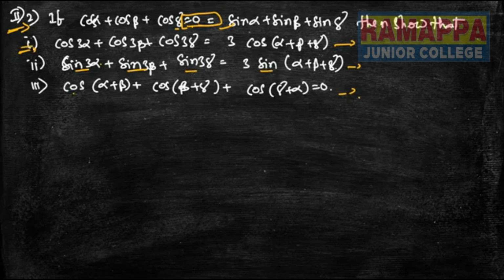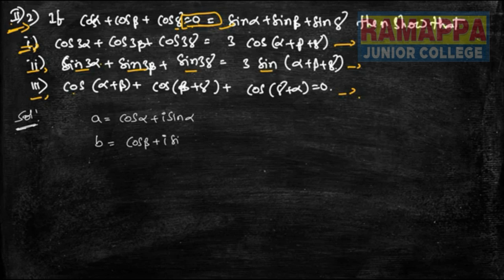So these are the three parts given as the second question, section 2. Now the solution comes like this. I will take a equal to cos alpha plus i sin alpha, b equal to cos beta plus i sin beta, and c equal to cos gamma plus i sin gamma.